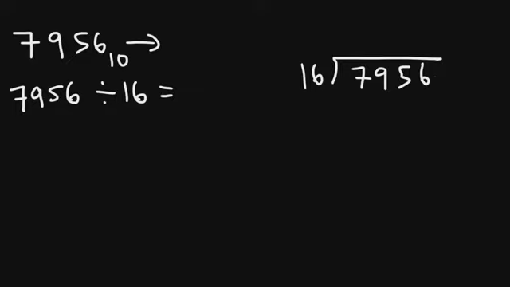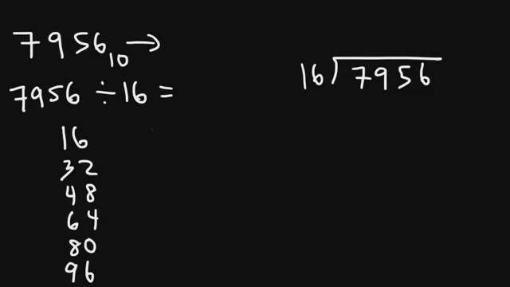Now it's good to understand your 16 times tables. If not, keep adding 16. 16 plus 16 is 32. 32 plus 16 is 48. 48 plus 16 is 64. 64 plus 16 is 80. And then 96. And then you could add some more if you need to.